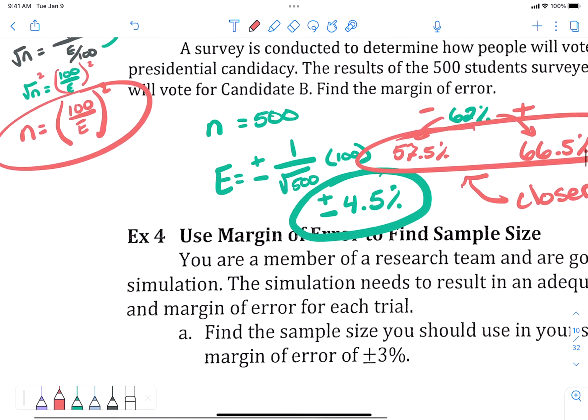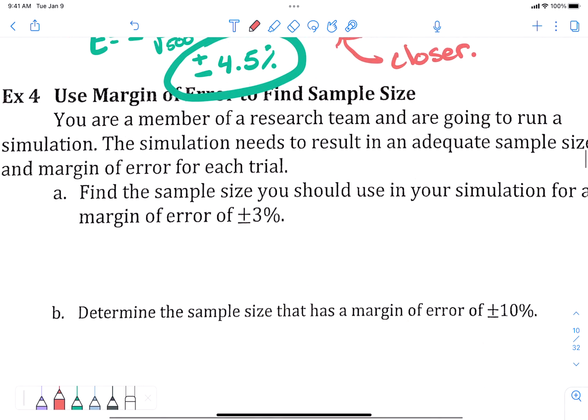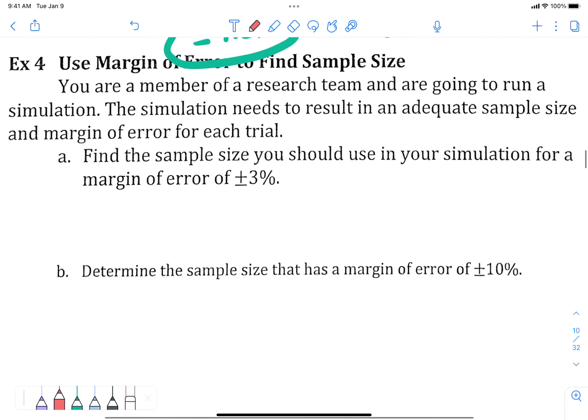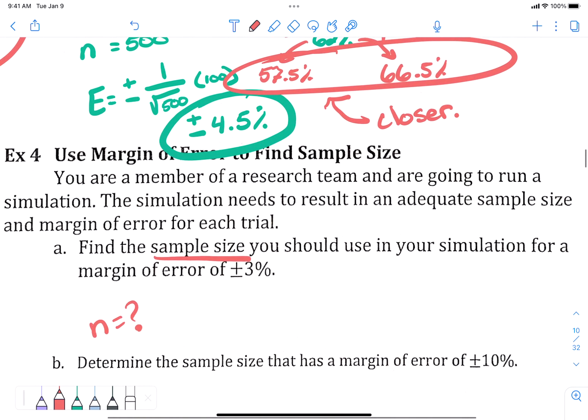Example 4 says, use the margin of error to find the sample size. So you are a member of a research team and you are going to run a simulation. The simulation needs to result in an adequate sample size and a margin of error for each trial. Find the sample size, so we're solving for n. N is what we don't know, that you should use in order to have a margin of error of 3%.